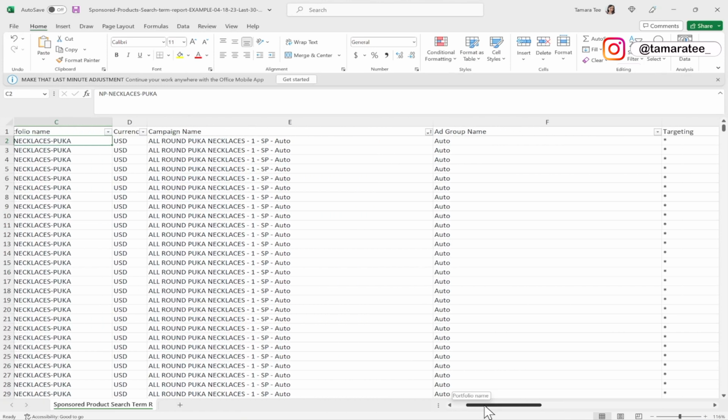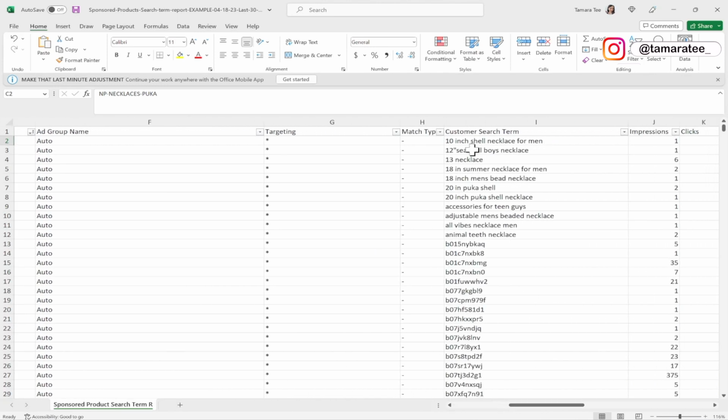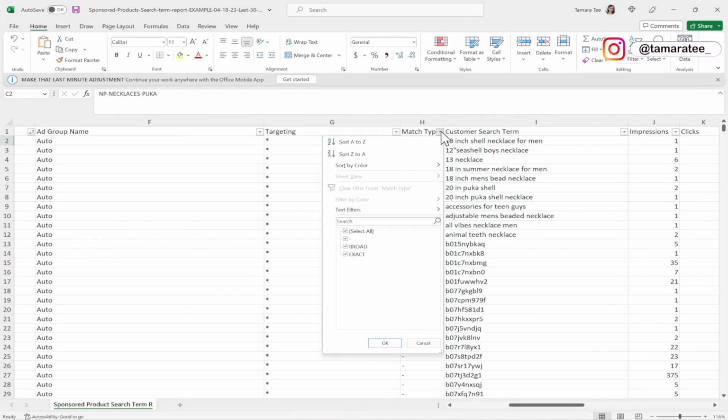So let's head on to the right-hand side right here. The first thing I want to do is sort the match type. I have my automatic campaign running, I have my broad, and I have my exact. Now, I don't have my phrase campaign running because I found that my broad campaign is working better than my phrase campaign. Therefore, I'm not running phrase campaigns.